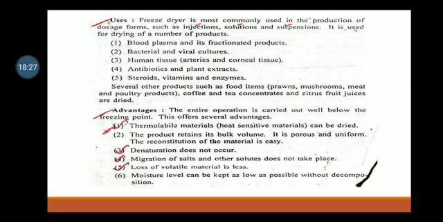Uses of freeze dryer. Freeze dryer is most commonly used in the production of dosage forms such as injections, solutions and suspension. It is used for drying of number of products like blood plasma, bacterial and viral cultures, antibiotics and plant extracts, etc. Advantages. The entire operation is carried out well below the freezing point. This offers several advantages. First, thermolabile materials, that is heat sensitive materials, can be dried. Denaturation does not occur. Then migration of salts and other solutes does not take place. Then loss of volatile material is less, and also other advantages.